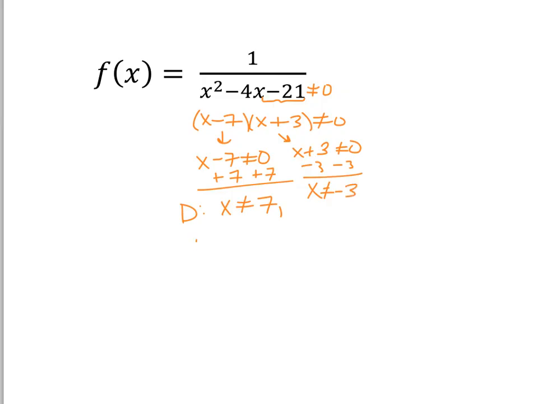So we're just going to write it like this. We're just going to put it together. So x can't equal, I like to write them smallest to greatest, just like we would in interval notation. So those are the two values x can't equal.